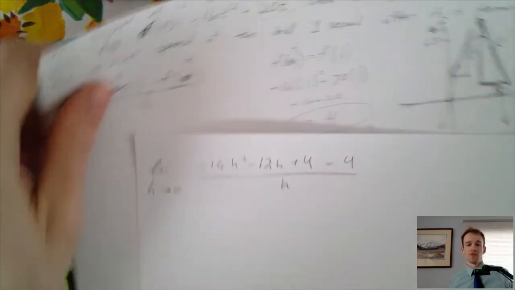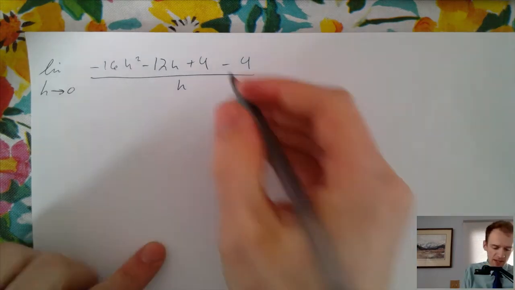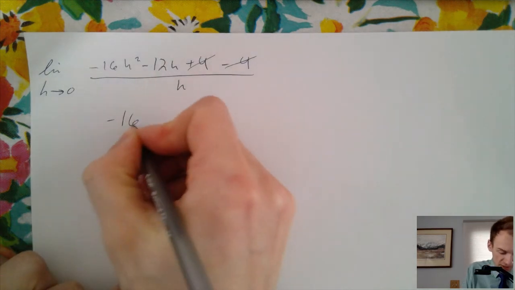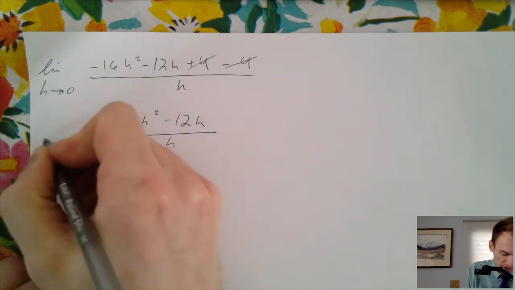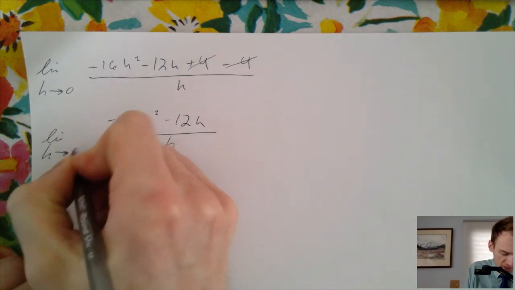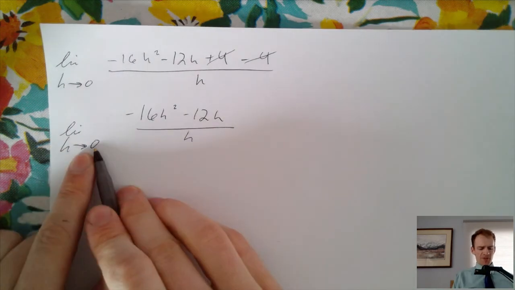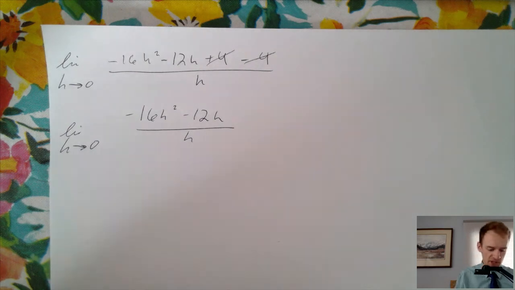Okay, now we can just focus on finding this limit. Hey, that's nice. 4 minus 4 is 0. So I'm just going to get negative 16h squared minus 12h all over h. Limit as h approaches 0 of that. Let's see, can I put a 0 in there for h yet? No, because I still have an h as my denominator. What can we do? Some of you see it already.